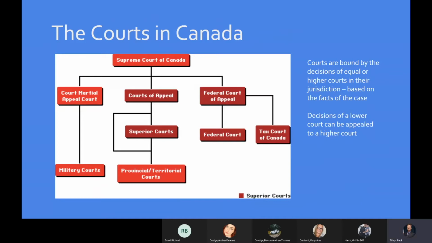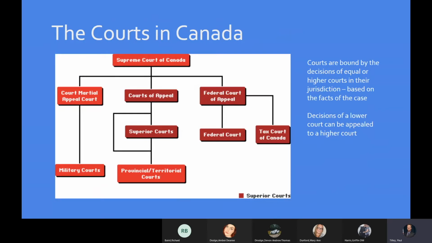We also have military courts for military employees. So if, for example, you are in the Canadian military and you do something wrong, you'll be tried in military court regarding military applications. Not something we have to worry about in general society as a general rule.